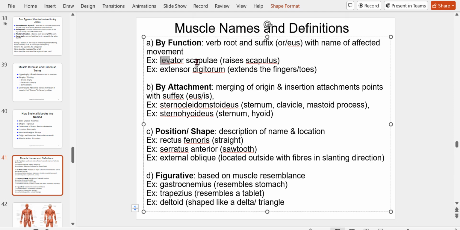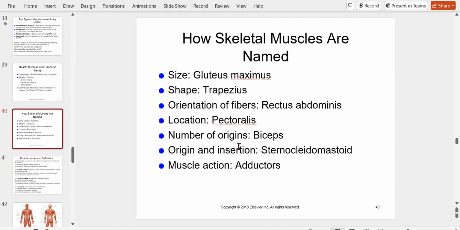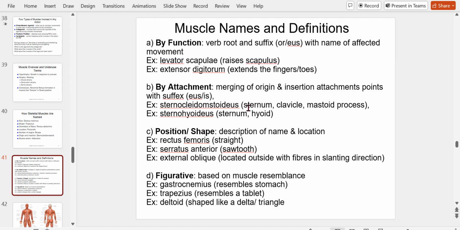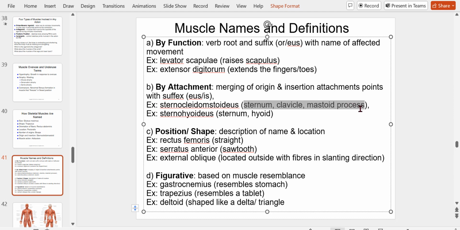Here we have the levator scapula. Raises the scapula. Extensor digitorum. You can see there, extends the fingers and toes. Muscles can be named by attachment. There's your sternocleidomastoid. But what do we got here? Same one, right? You have a read of that one. The whole idea, there's your sternum, your clavicle, and your mastoid process there.